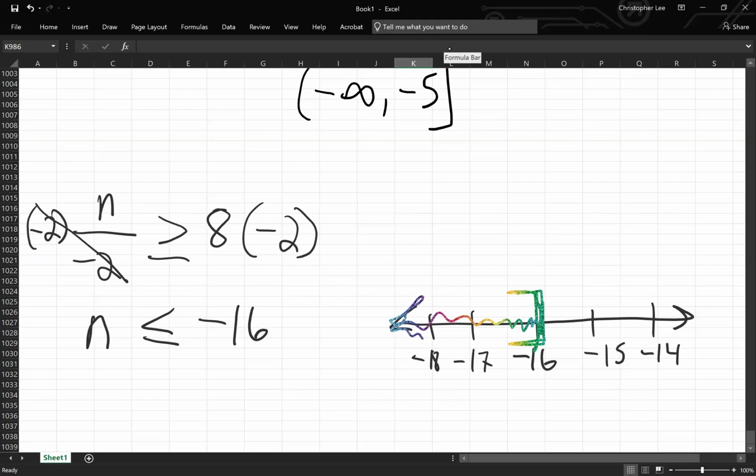So let's talk about the interval notation. This is going to be open parentheses, negative infinity, comma, negative 16, close bracket. And then that's it.